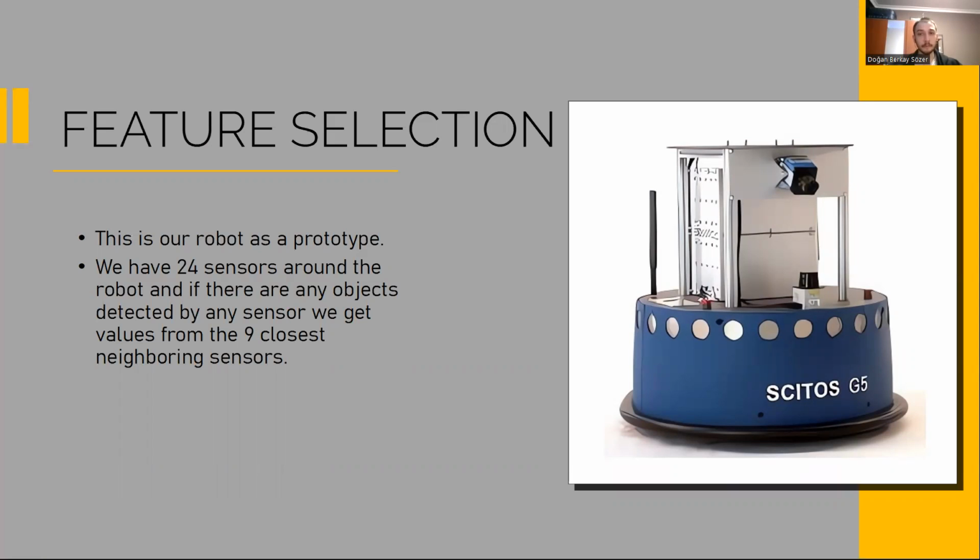The dataset includes information from 24 sensors located around the robot, which are used to detect objects and obstacles in its environment. When an object is detected by any of the 24 sensors, the robot collects the values from the 9 closest neighbors to obtain a more precise understanding of the object's position and shape. This approach is particularly useful in helping navigate complex environments with varying obstacles and shapes, where it's essential to have accurate information about the objects in the environment, avoid collisions, and maintain safe navigation. We can move to the next slide.